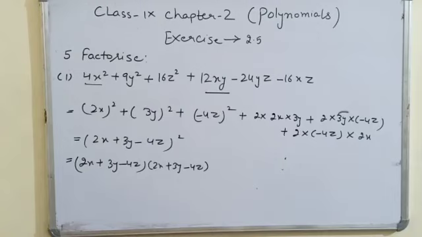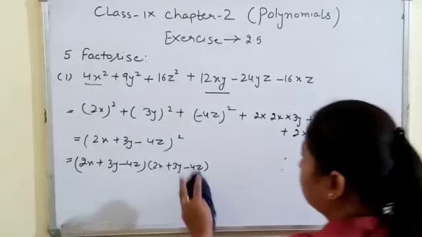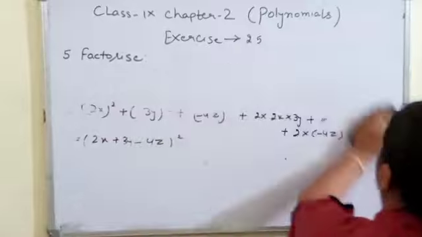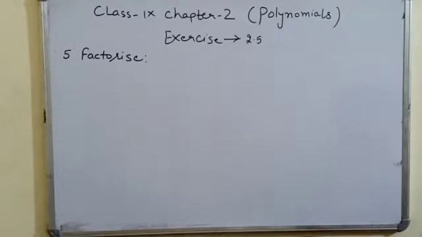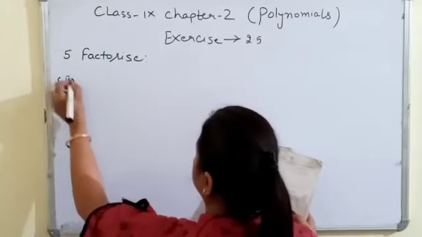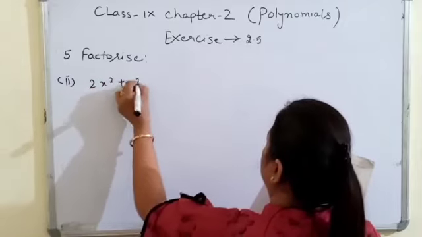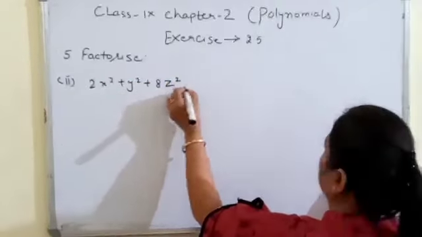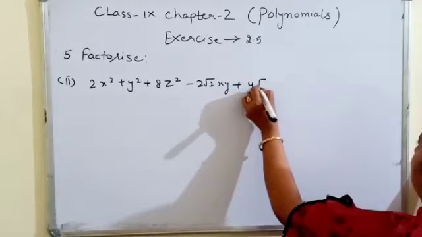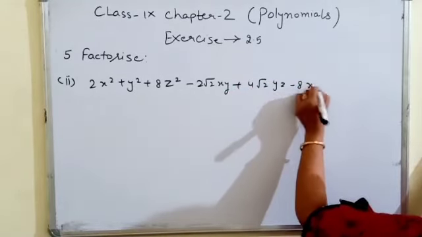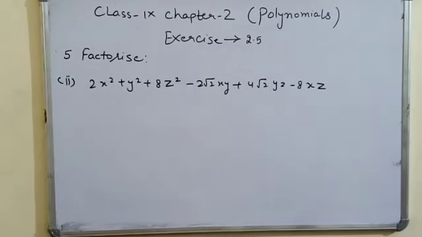Now let's solve the second part of question 5. The statement is 2x square plus y square plus 8z square minus 2 under root 2 xy plus 4 under root 2 yz minus 8xz. We have to factorize it.